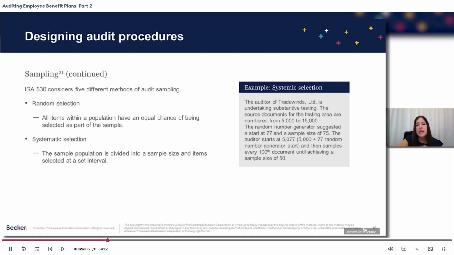That's a systematic. So the example they have here, the auditor of Trade Winds is undertaking substantive testing. The source documents for the testing area are numbered from 5,000 to 15,000. The random number generator suggested a start at 77 and a sample size of 75. So the auditor starts at number 5,077. That's the random number generator start, and then samples every 100th document until achieving a sample size of 50. So that's an example of systematic selection.